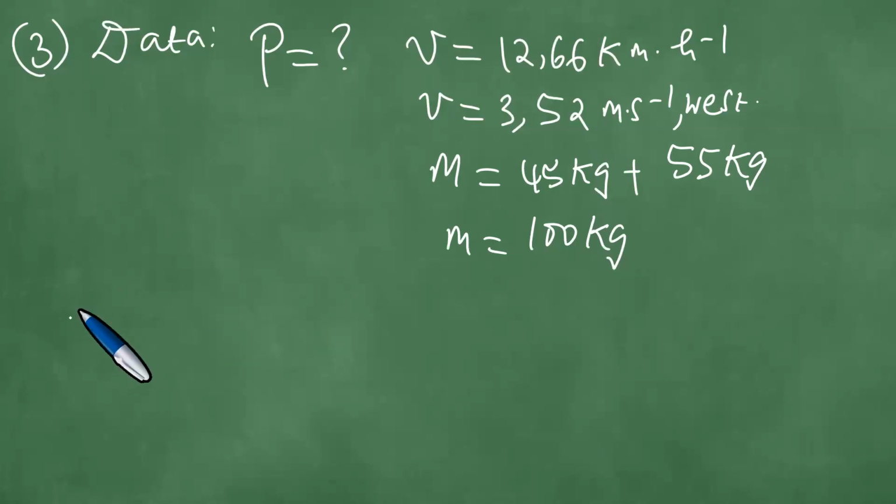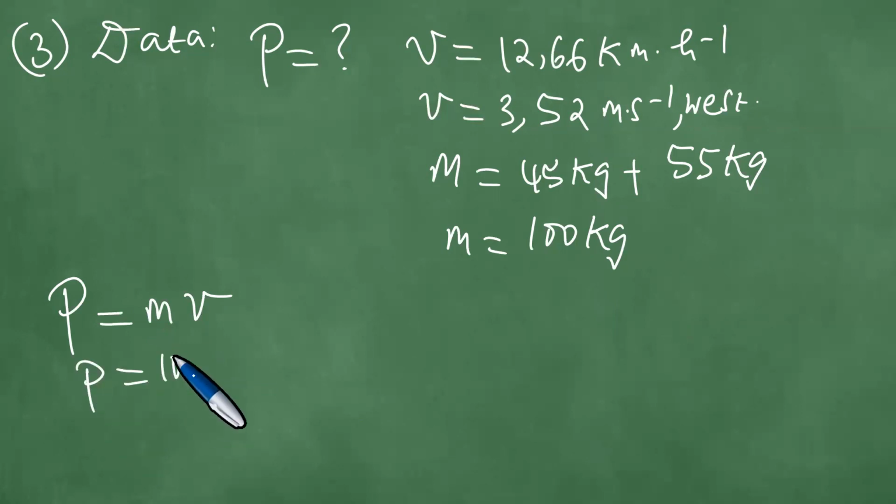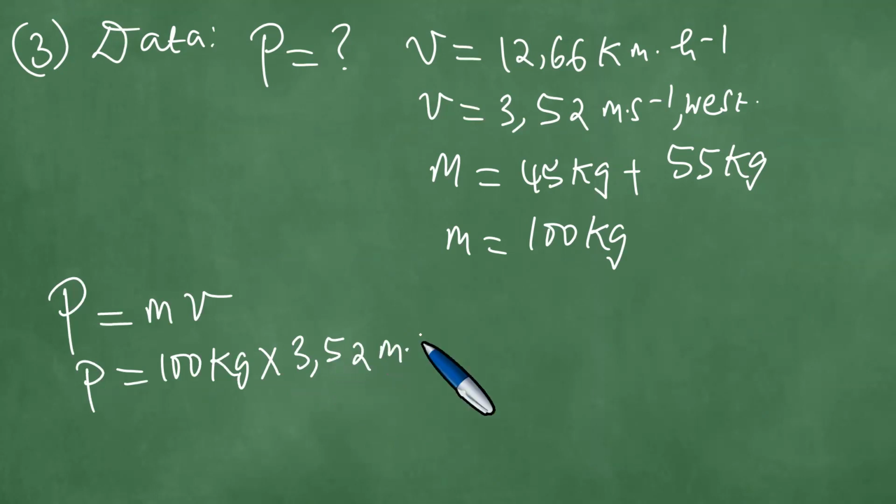So which means, if we are combining the driver and the go-kart, because the go-kart has a mass of 45 kilograms, but the driver is a bit heavier, by just 10 more, so it's 55 kilograms there, meaning the momentum is mv. The mass is 100 kilograms multiplied by the velocity 3.52 meters per second, and the product.